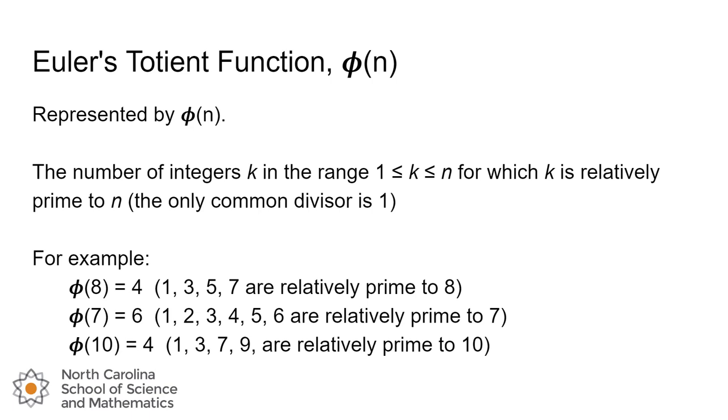We can see that when n is prime, something special happens. And then our last example, phi of 10 would be 4. There are 4 numbers between 1 and 10 that are relatively prime to 10, and they are 1, 3, 7, and 9.